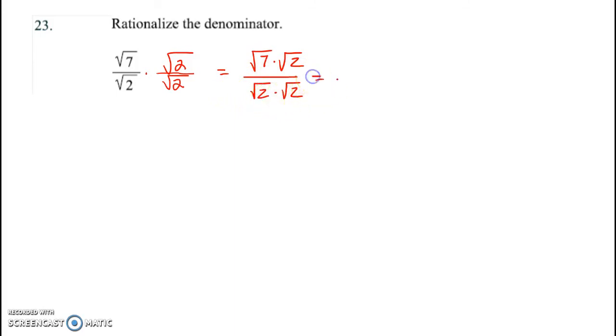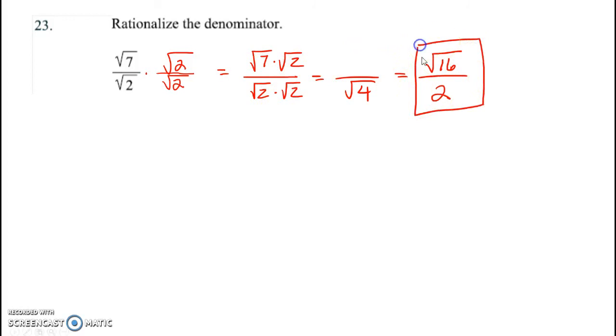The square root of 2 times the square root of 2 is the square root of 4. The square root of 4 is 2. In the numerator, there's nothing you can do besides just put those back together and call that the square root of 14 because 2 and 7 are not perfect squares. So we're done with that one.